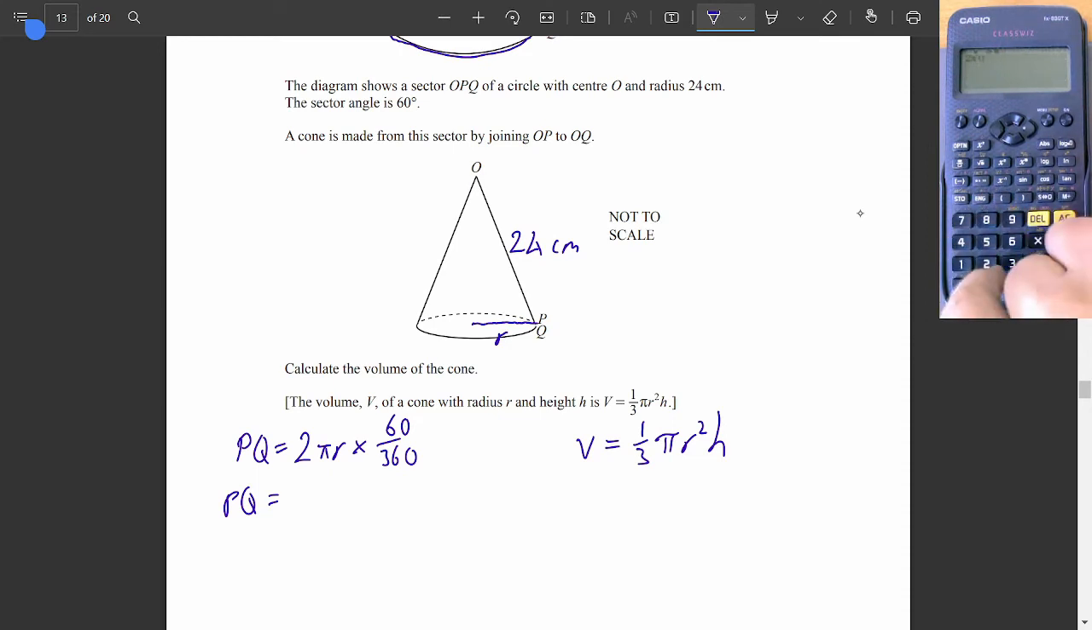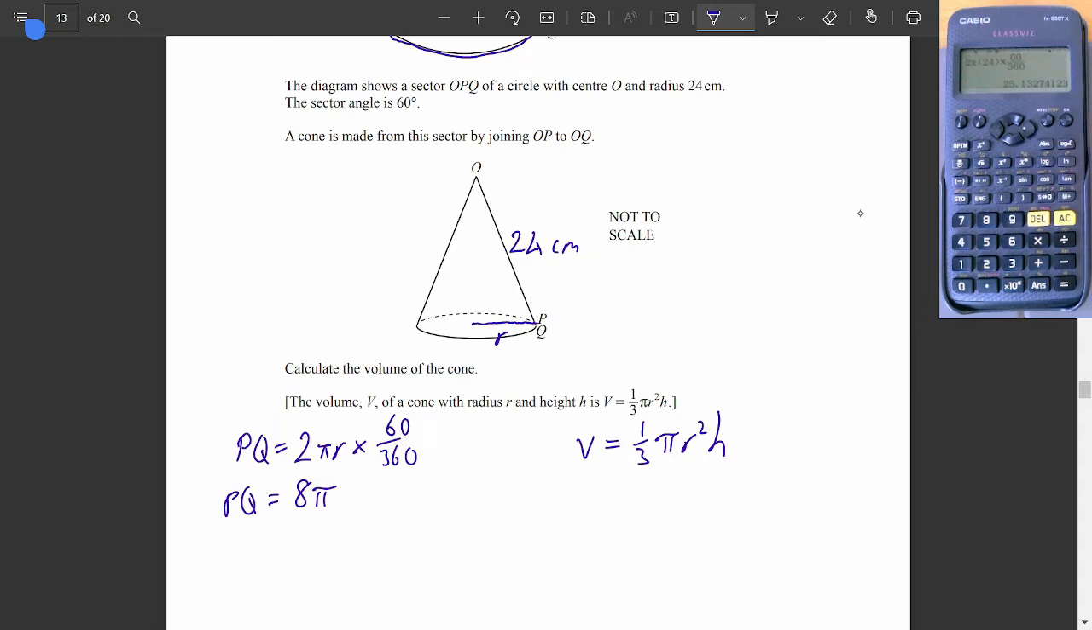What was the radius? 24 times 60 over 360. Right, that gives us an answer of 25.1327. We can write it down like this, with lots of decimal places, or to keep our answer more accurate, we write it as 8 pi. This will just keep our answer accurate. If we round the answer now, we'll lose marks later on for the answer not being accurate enough.